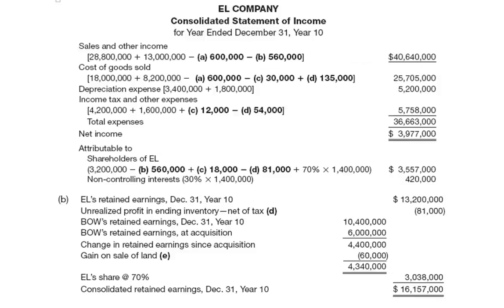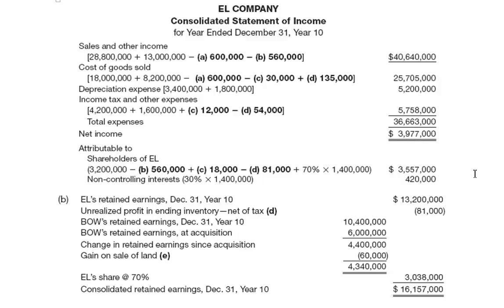Hi folks, now let's finish off our problem and prepare the consolidated income statement and calculate the consolidated retained earnings balance at the end of year 10. Now that we've gone through the calculation of consolidated net income, you can see that our check digit down here, when we show consolidated net income on the statement itself, does match what we said it should be.